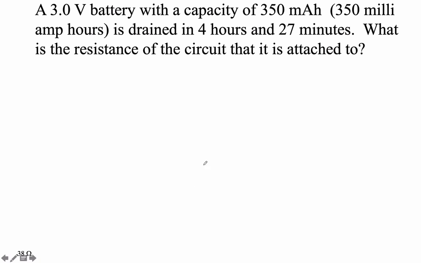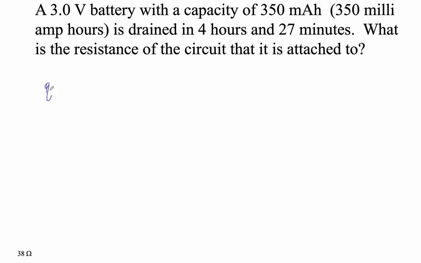All right, a 3-volt battery with a capacity of 350 milliamp hours is drained in 4 hours and 27 minutes. What is the resistance of the circuit it's attached to? Ooh, that's a good one. Okay, so let's figure out the current.